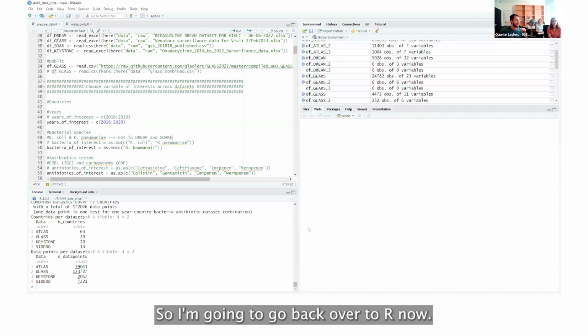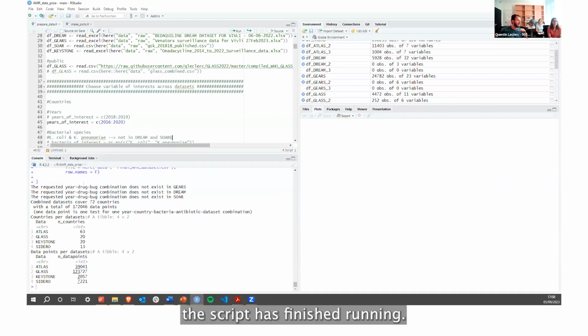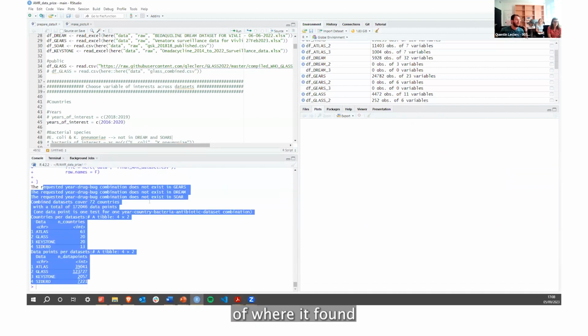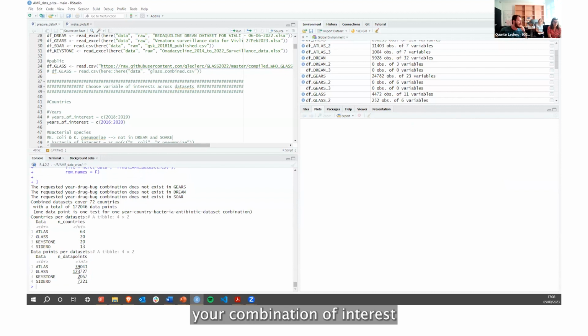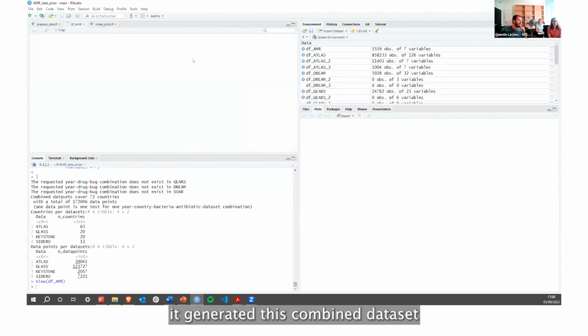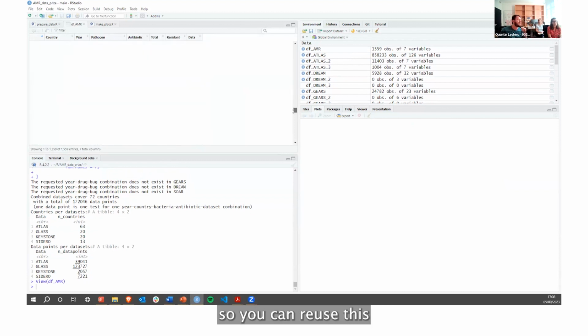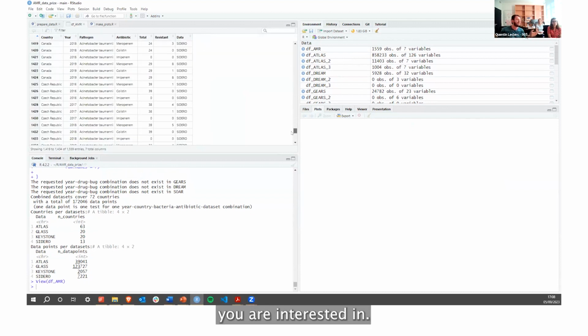So I'm going to go back over to R now. You can see the script has finished running. It gives you a little summary at the end of where it found your combination of interest. And more importantly, it generated this combined dataset and saved it on your computer, so you can reuse this for whichever analysis you are interested in.